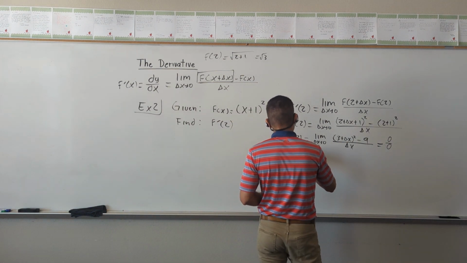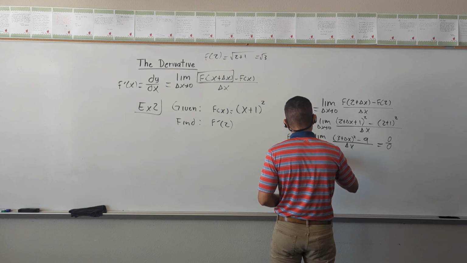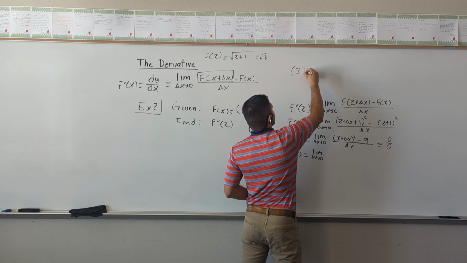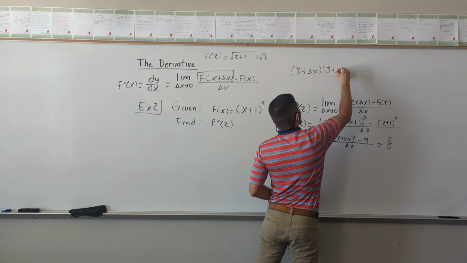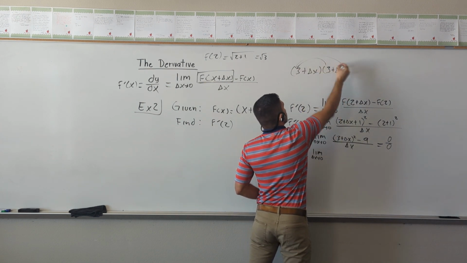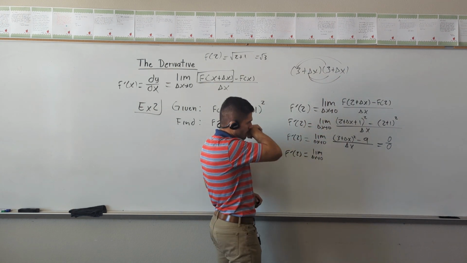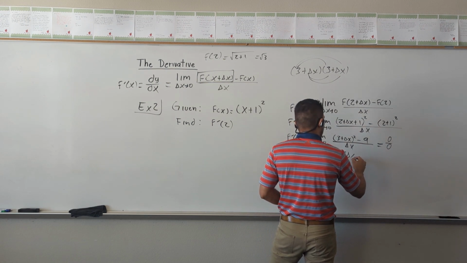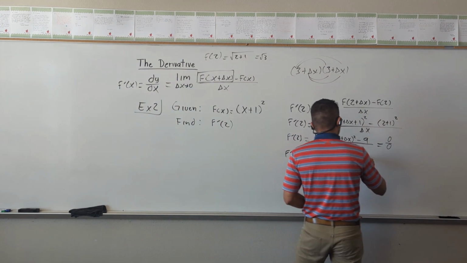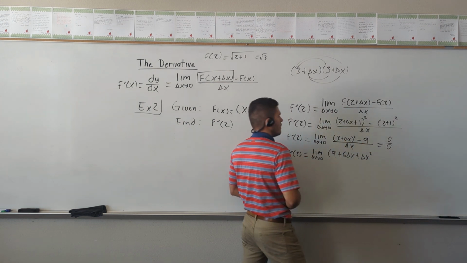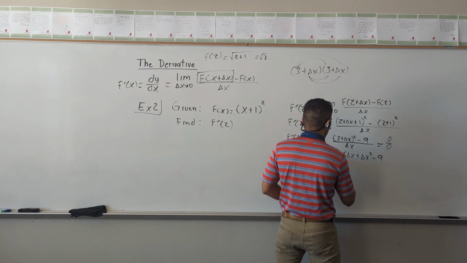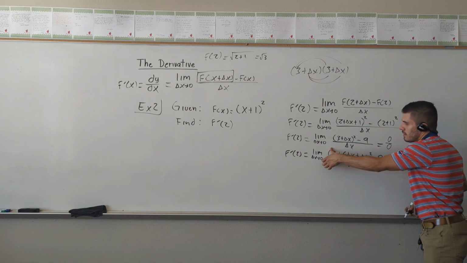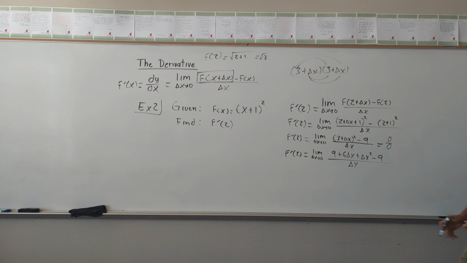I still haven't been able to take the limit, so I'm still going to write limit as delta x approaches 0. 3 plus delta x squared, remember, that's the same thing as saying 3 plus delta x times 3 plus delta x. So I would have to use distribution to get that done. That will give me 3 times 3, which is 9, plus 6 delta x, plus delta x squared, minus 9, over delta x. All right, I don't really need these parentheses, so let me get rid of them. Now I'm going to start simplifying.